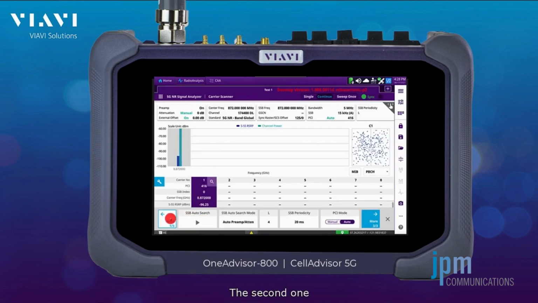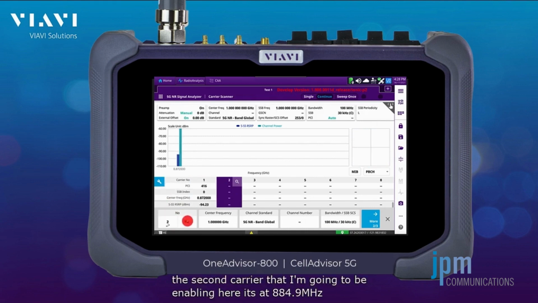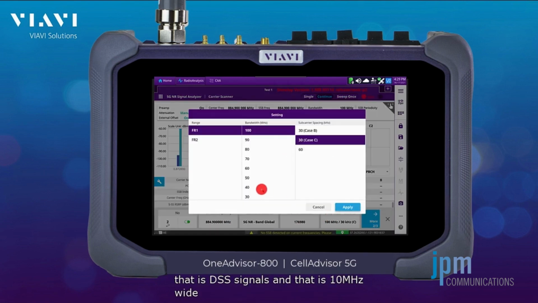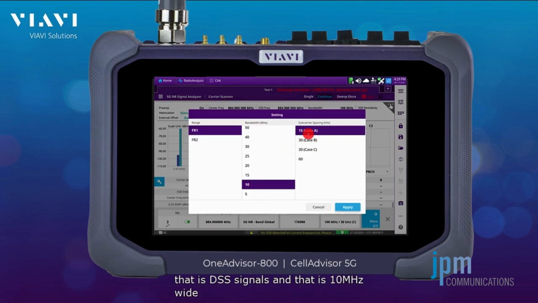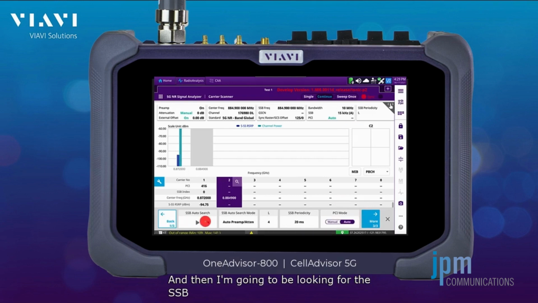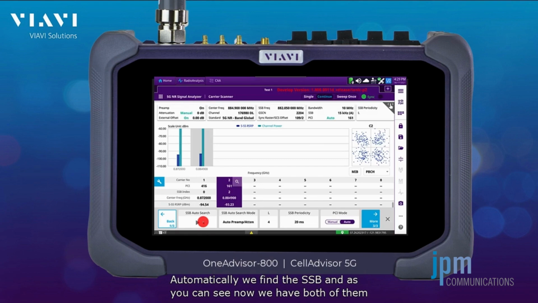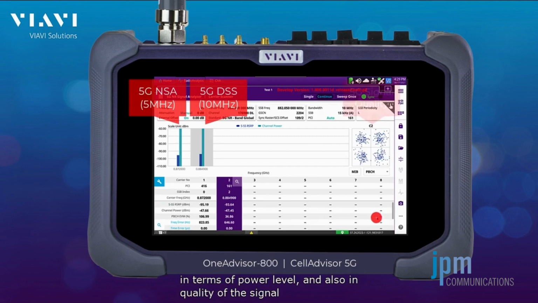beam information. The second one, the second carrier that I'm going to be enabling here, is at 884.9 MHz. That's a DSS signal and that's 10 MHz wide. And then I'm going to be looking for the SSB. Automatically we find the SSB, and as you can see now we have both of them in terms of power level and also in quality of the signal.